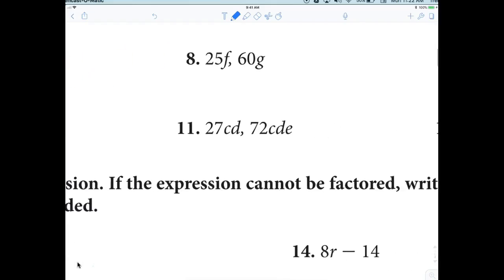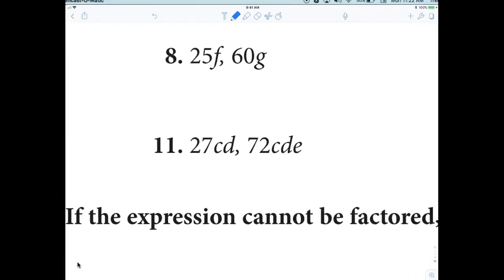Now let's take a look at number 8. Again, it is just 5. Thank you very much. Because there is no common F and there is no common G.